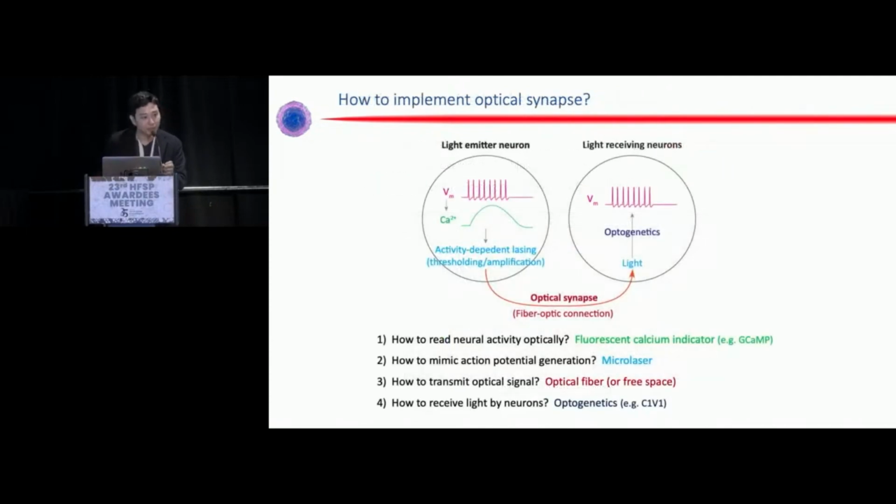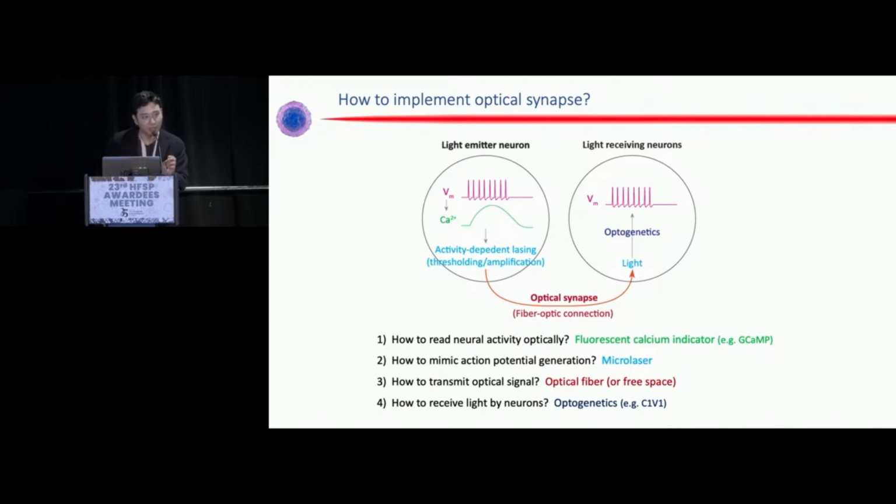To implement an optically communicating neural network, we think the basis would be generating an optical synapse. This optical synapse is composed of two parts. One is the light emitting neuron on the left, which is the presynaptic neuron, and the light receiving neuron on the right is the postsynaptic neuron. The light emitter neuron generates spontaneous activity in electricity, voltage, and we wanted to convert that into light. To read this neural activity, we use a calcium indicator, because neural voltage activity is biologically converted to a fluctuating calcium ion signal in the soma.